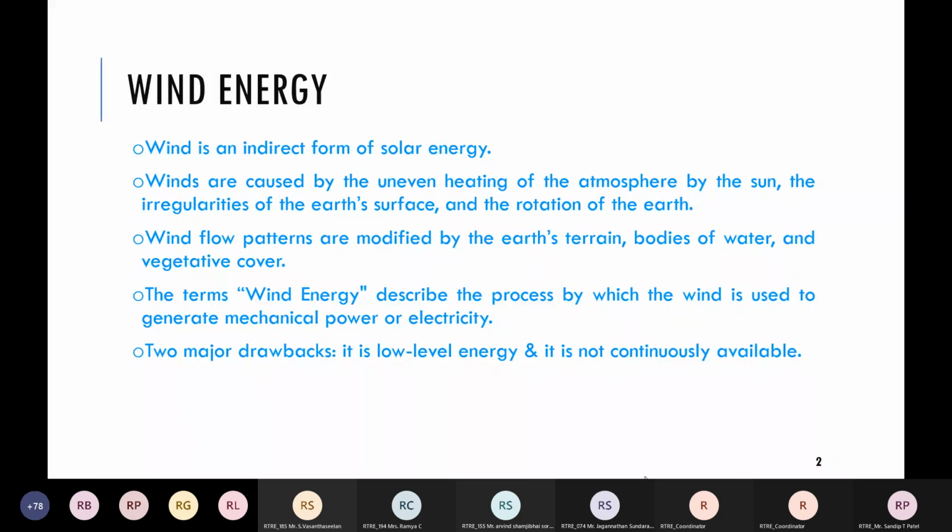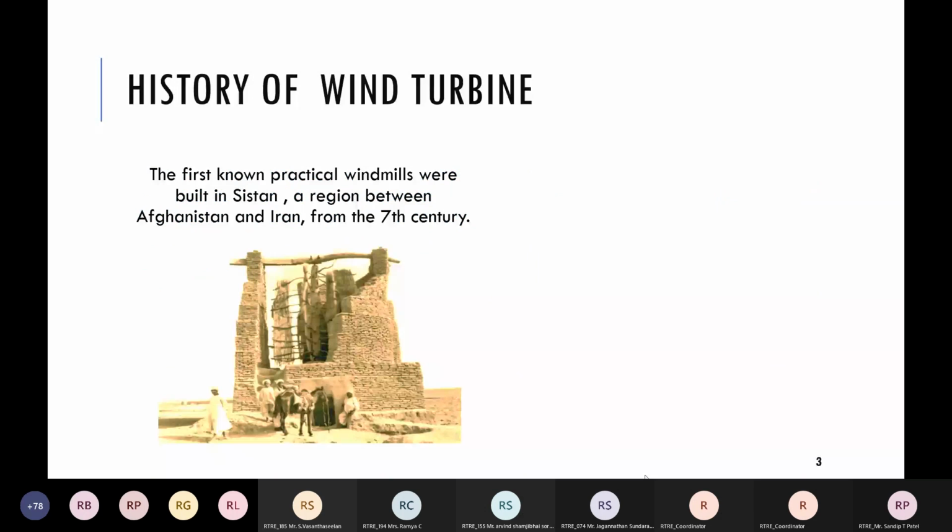Now, let's have a glance at a little bit of the history of the wind turbine. This technology is very old. It is claimed that the first wind turbine was incepted 3,000 years back. There is no physical evidence which we have, but still, there are remains of windmills on the border of Afghanistan, the area called Sistan, and it is from the 7th century. So it is almost thousands of years old. More than that.